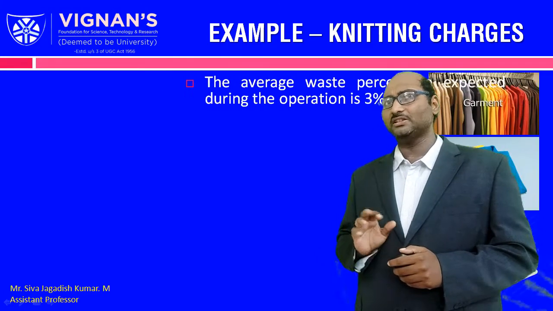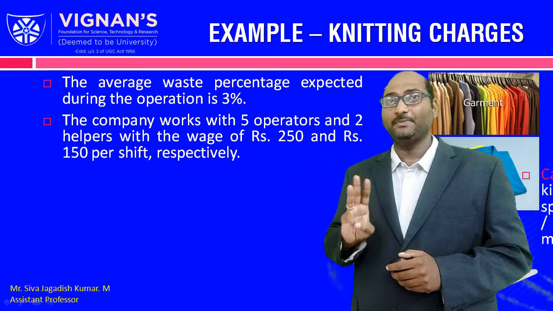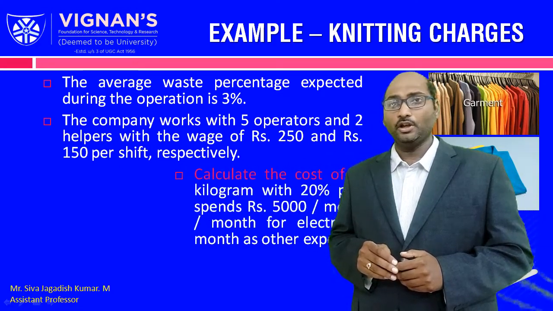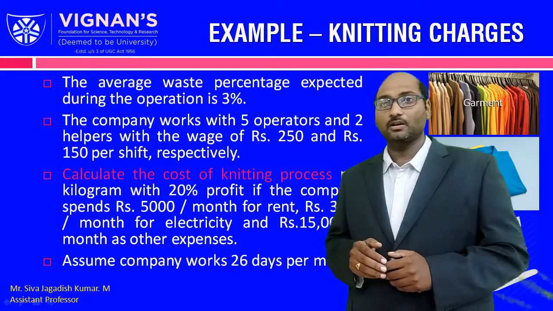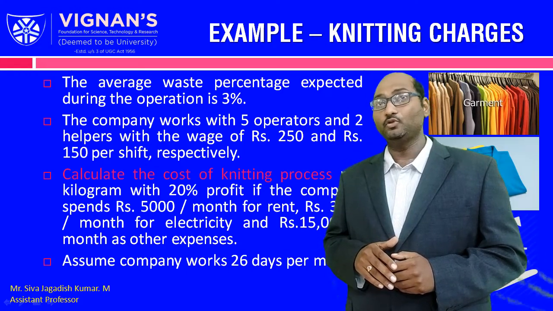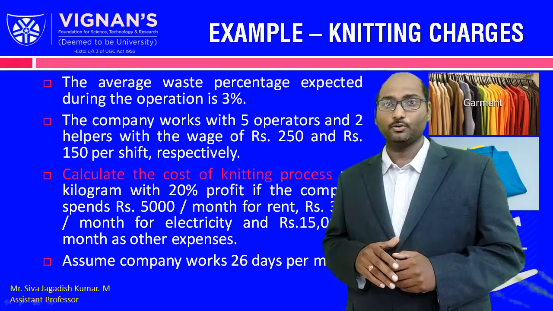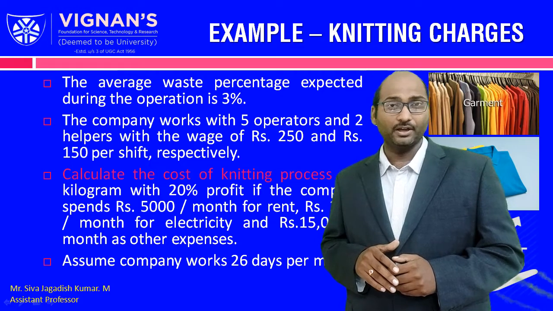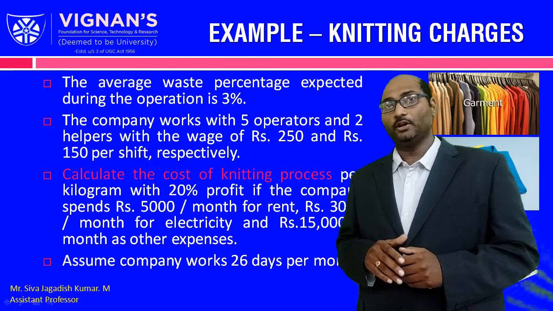The average waste percentage while converting from yarn to knitted fabric is 3%. In order to run these 5 machines, we will have 5 operators and 2 helpers, with wage rates of 250 rupees per shift for an operator and 150 rupees per shift for a helper.